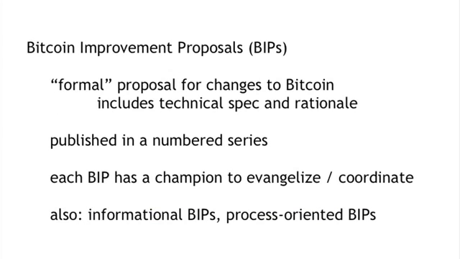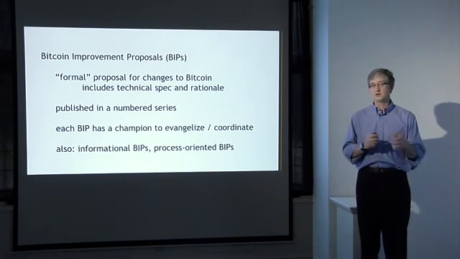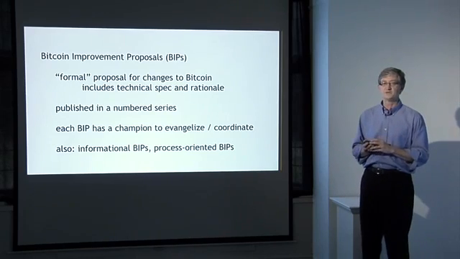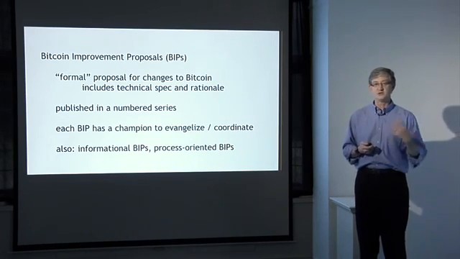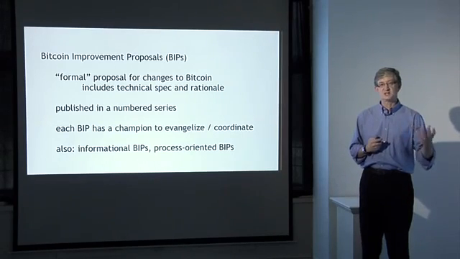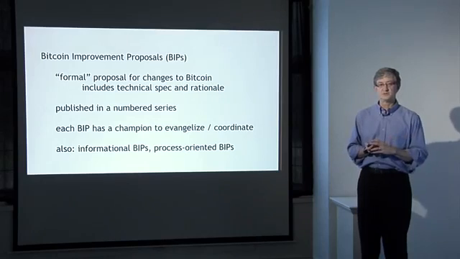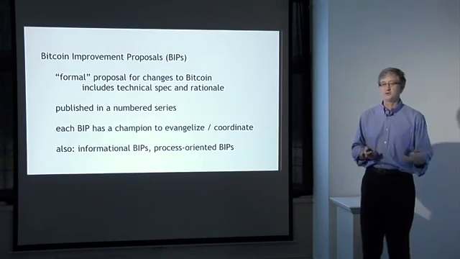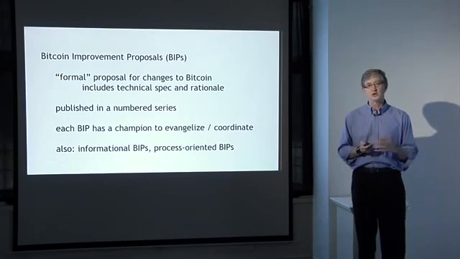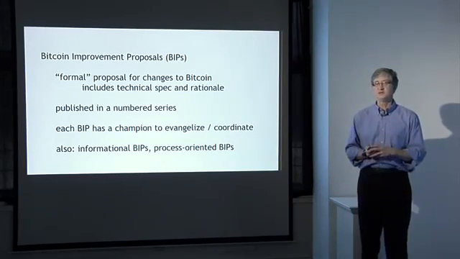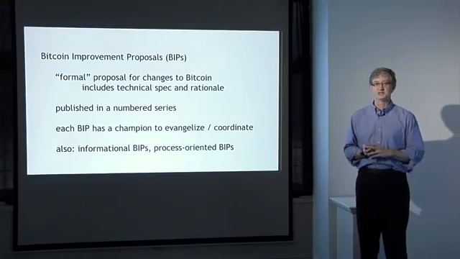Another related piece of machinery is Bitcoin Improvement Proposals, or BIPs. These are formal proposals for a change to Bitcoin. And typically, an improvement proposal will include a technical specification for a proposed change as well as a rationale for it. So if you have an idea about how to improve Bitcoin by making some technical change, you're encouraged to write up one of these documents, you're encouraged to publish it as part of the Bitcoin Improvement Proposal series, and that will then kick off a discussion within the community about what to do. They're published in a numbered series. Each one has a champion, that is sort of an author whose job it is to evangelize in favor of it, to coordinate discussion, and to try to build a consensus within the community in favor of going forward with or implementing a particular proposal.